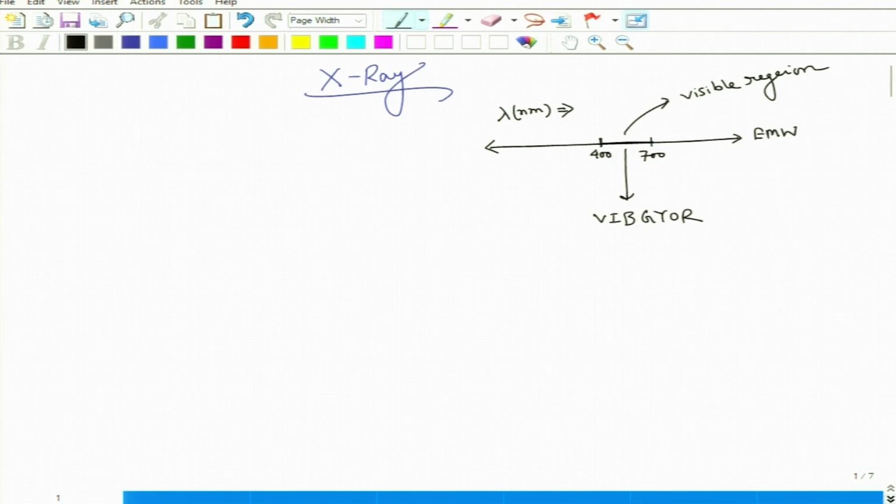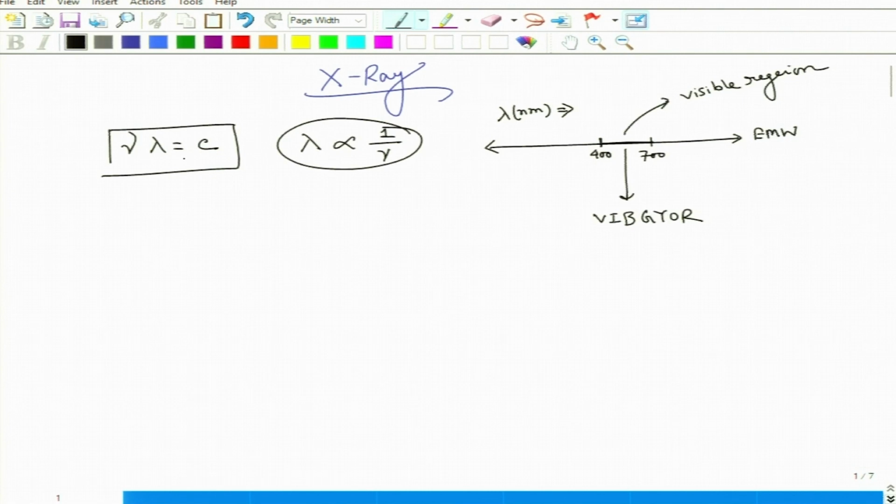Now if you classify from the beginning in terms of wavelength, one thing we have to remember again: the frequency nu times the wavelength is equal to the speed of light. So nu lambda equals c. So it's clear that lambda is proportional to 1 by nu, because in free space c is constant, which is 3 into 10 to the power 8 meter per second. So in free space lambda and nu are inversely proportional, lambda proportional to 1 by nu.